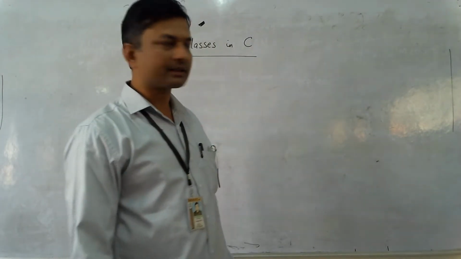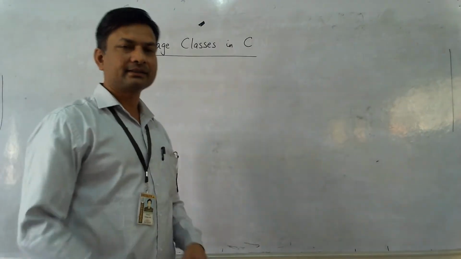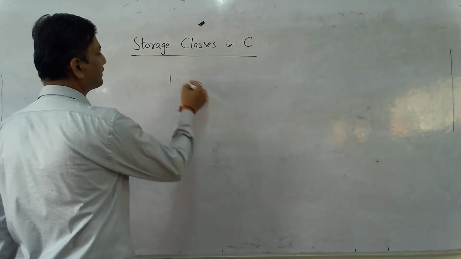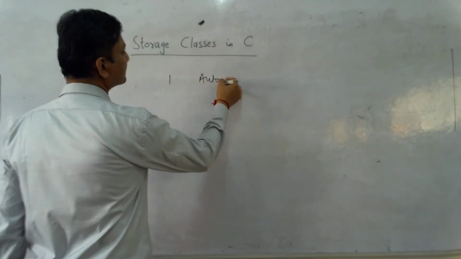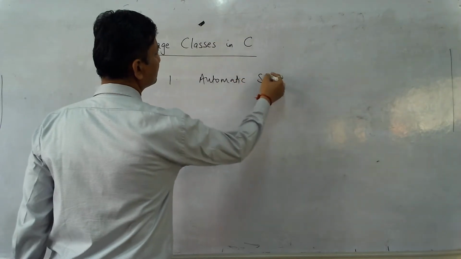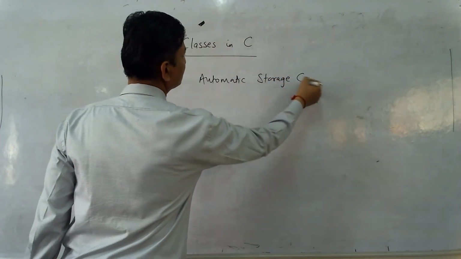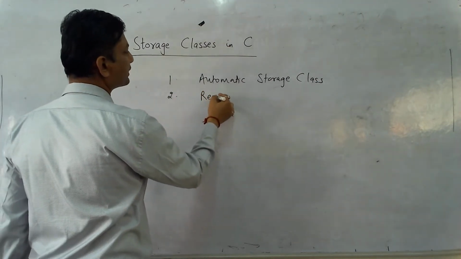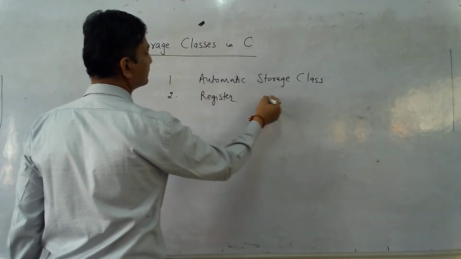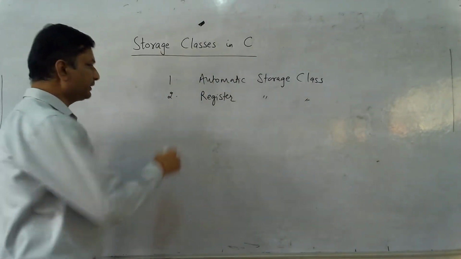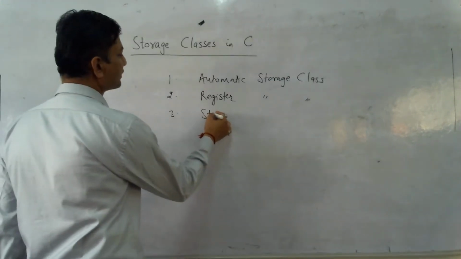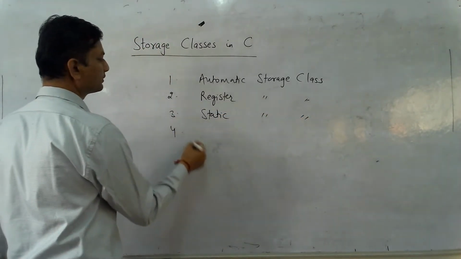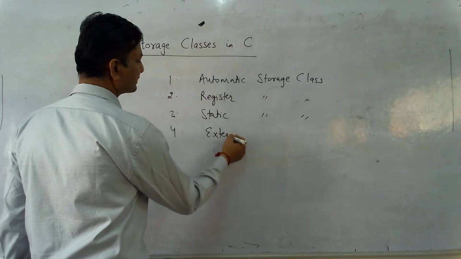Today we will discuss storage classes in C. There are 4 storage classes in C and they are: number 1, automatic storage class; number 2, register storage class; number 3, static storage class; and number 4, external storage class.